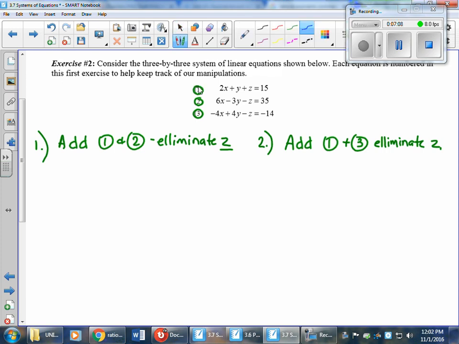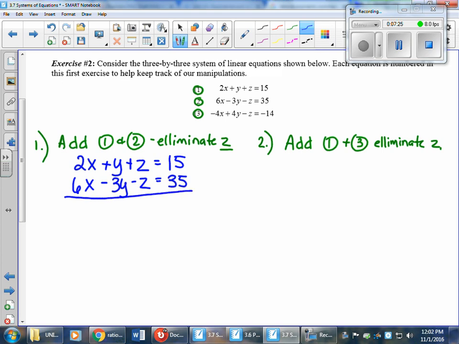So adding 1 and 2, let's write them down. 2x plus y plus z is equal to 15. And we're going to write down 6x minus 3y minus z is equal to 35. Be careful you don't get those z's mixed up with 2's because it's kind of easy to do that. So when I add these, I'm going to cancel out those z's, and that's the whole point of this, and I get 8x minus 2y is equal to 50.